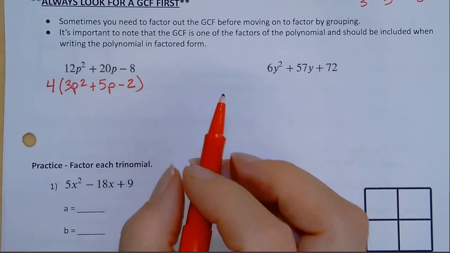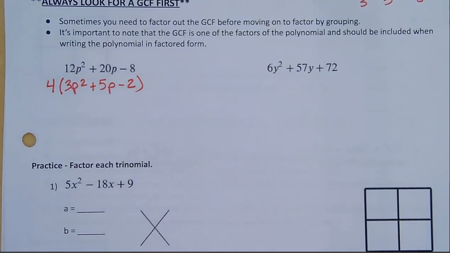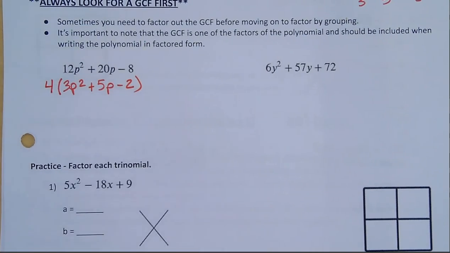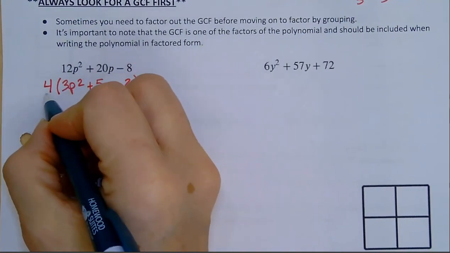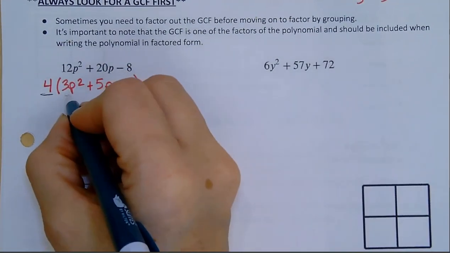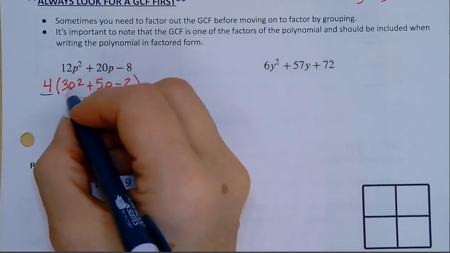So now I am just going to be factoring that trinomial, but I don't want to forget this 4, okay? So don't forget that 4. That is part of the answer. But we're just going to factor this trinomial.